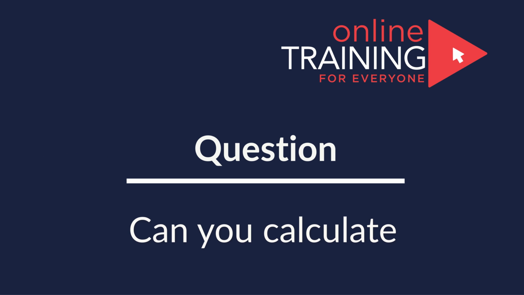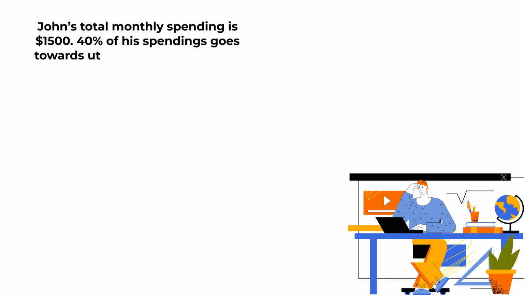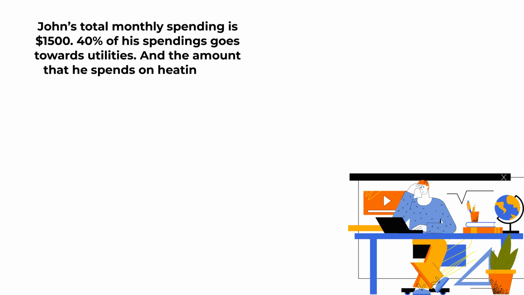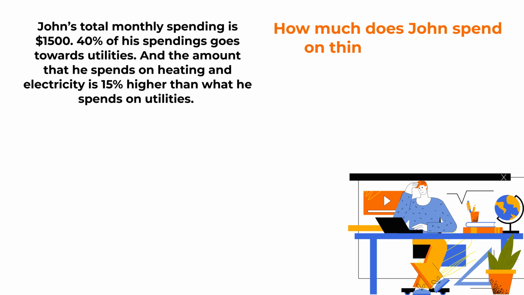Here's the question you might frequently encounter on the test. John's monthly spending is $1,500. 40% of his spending goes toward utilities, and the amount that he spends on heating and electricity is 15% more than what he spends on utilities. How much does John spend on things besides heating, electricity, and utilities? You're presented with 4 different choices.